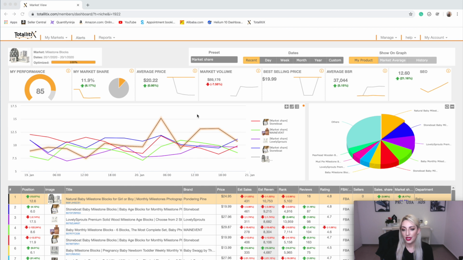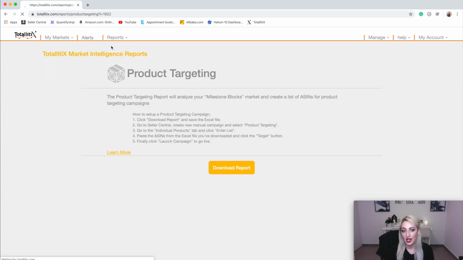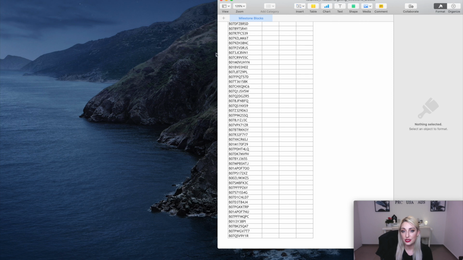So one more thing is, if you're using this software for a product that you are already selling on Amazon, then something you can do is go to reports and download a product targeting Excel sheet. So I'm going to do download report. Okay, and you can actually see that it's downloaded here ASINs that the software thinks that I should be targeting.